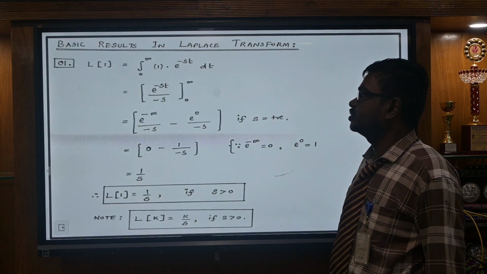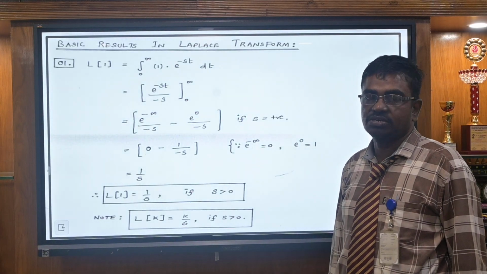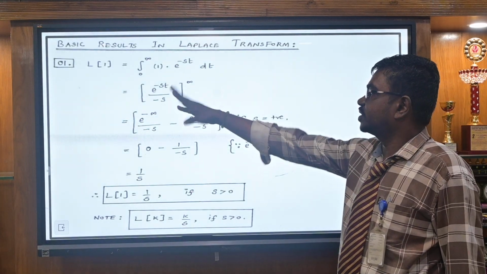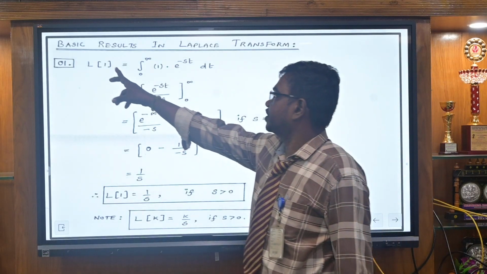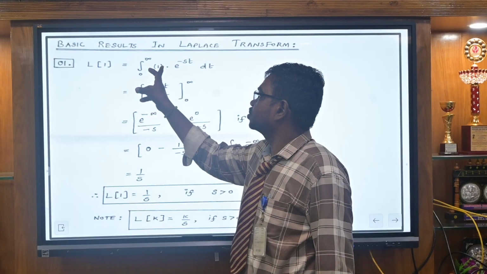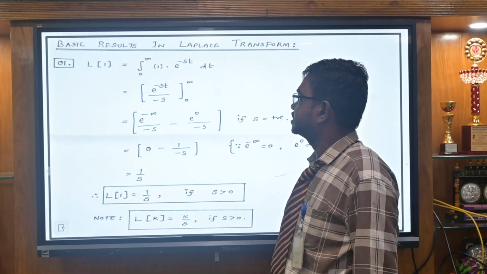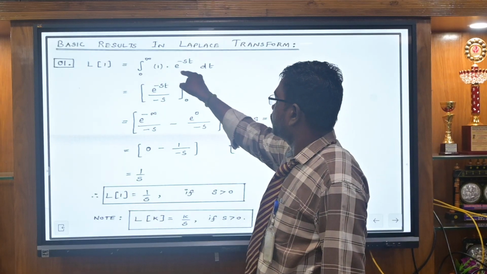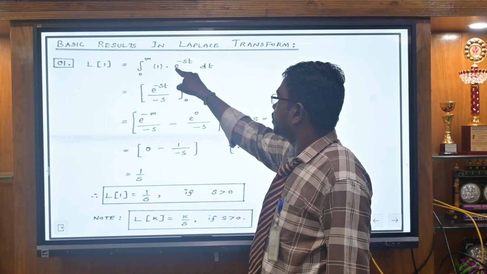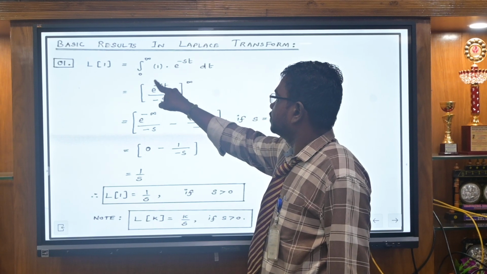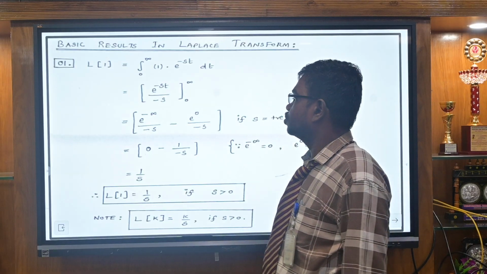So, basic results in Laplace transform. The first result is the Laplace transform of 1. 1 is not a function, it is a constant. So L of 1 equals the integral from 0 to infinity of 1 into e power minus st dt. We integrate e power minus st with respect to the variable t, giving e power minus st by minus s, with limits 0 to infinity.